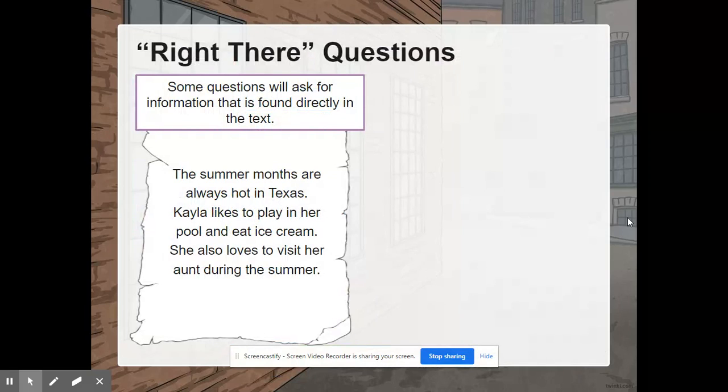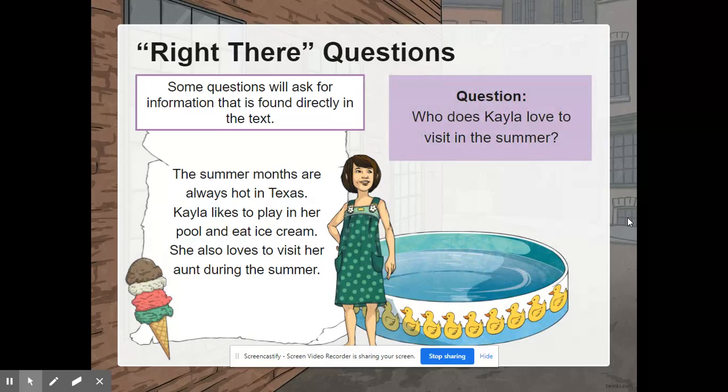So there's two different types of questions that you may see on any type of reading test. One type of question is a right there question. It's where the question is asking for information that you can find exactly there in the text. Like this question, who does Kayla love to visit in the summer? So let's look at the text and see.